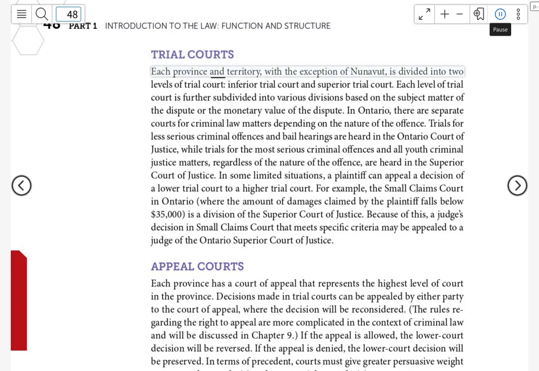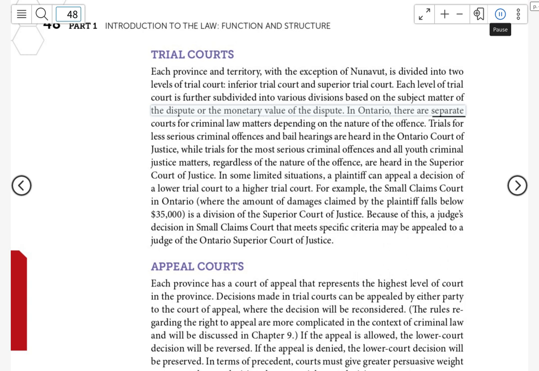Trial courts. Each province and territory, with the exception of Nunavut, is divided into 2 levels of trial court: inferior trial court and superior trial court. Each level of trial court is further subdivided into various divisions based on the subject matter of the dispute or the monetary value of the dispute.